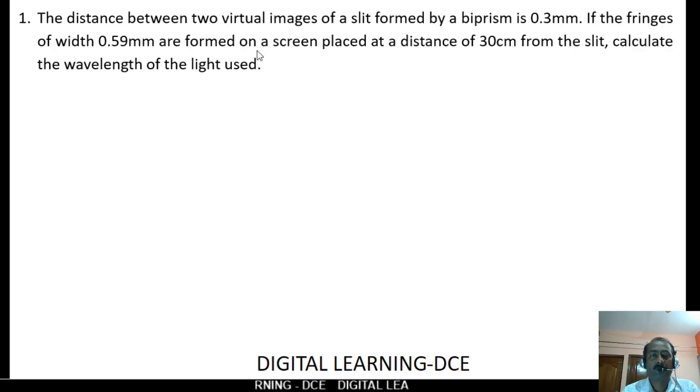First, read the problem carefully. First, write down the given data, and think about what phenomenon this problem is based on. See here, this problem is based on the phenomenon of biprism. Here, the distance between two virtual images of the slit formed by a biprism is 0.3 millimeter. That means it is the distance between the two virtual slits, that is d, small d, 0.3 millimeter is given.